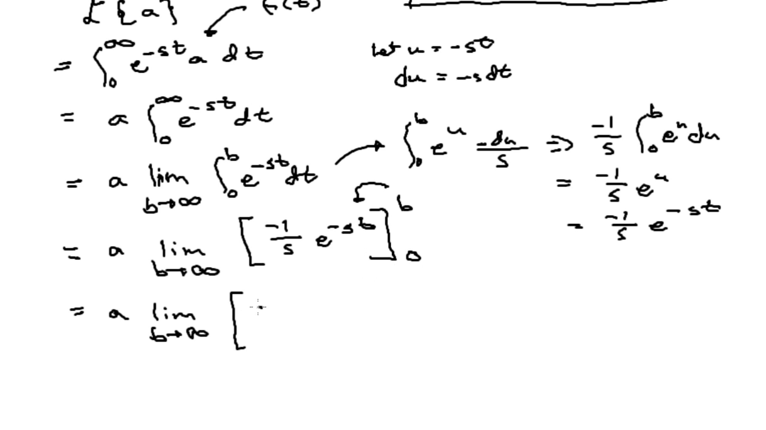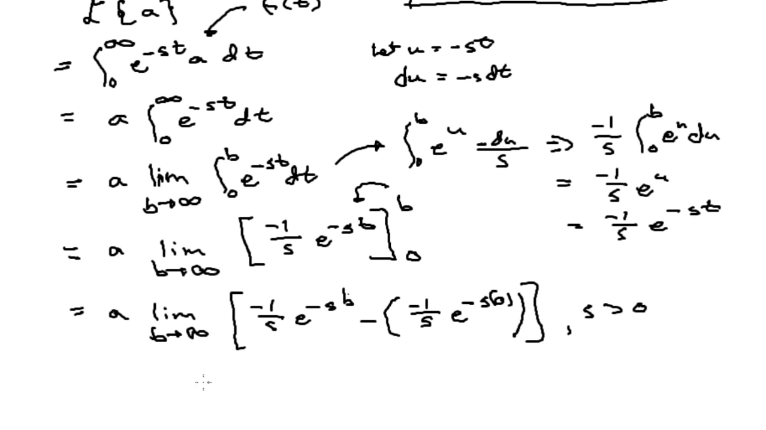Okay? So, first off is yung b natin. So, e raised to negative s, since negative st transpose ng b, it will be sb. And minus negative 1 over s, e raised to negative s times 0. 0 as long as s is greater than 0. Mamaya ko sabihin kung bakit s must be greater than 0. It could be less than, but well, for now it must.